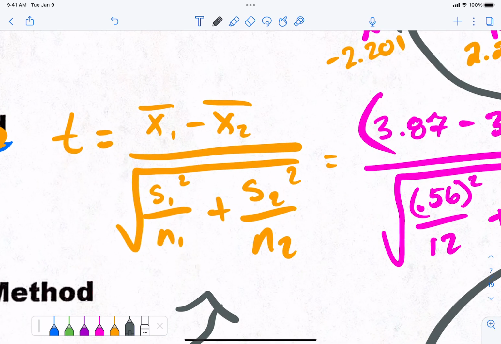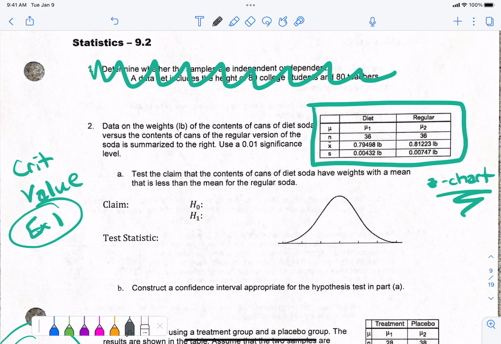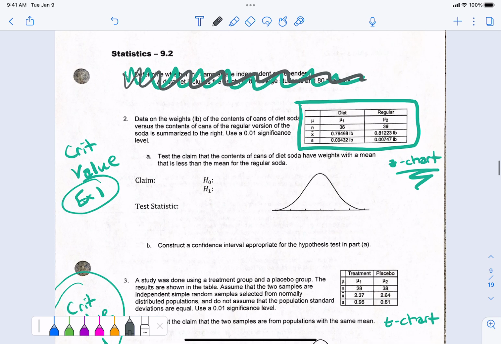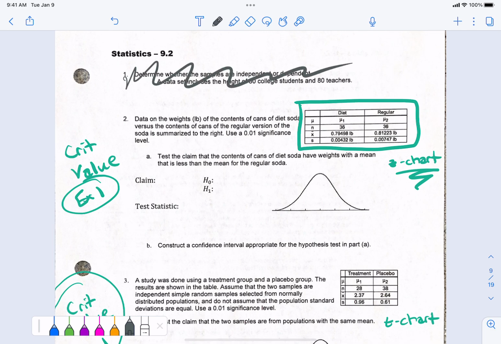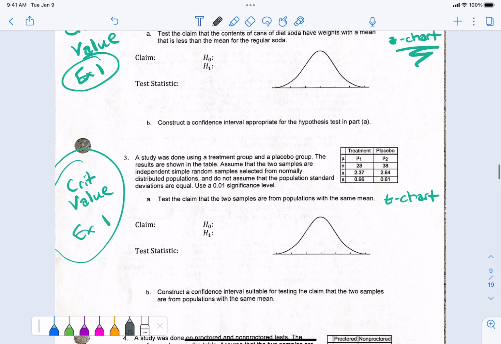Okay, here's the ones I want you to do for homework. Go to the homework. Number 1, you can skip number 1 completely. Number 2, you're going to do critical value, and number 3, you're going to do critical value.